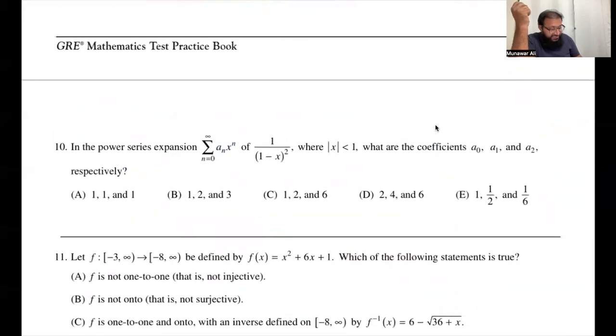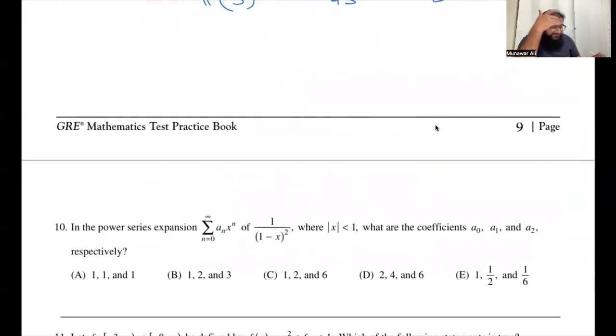Okay, let us do the last question for this one. It is question number 10. I think I have enough space here to do this question. All I have to do is to write this function in this series, and I have maybe a couple of ways to do this. And I have to evaluate these coefficients a0, a1, and a2. So what am I doing?